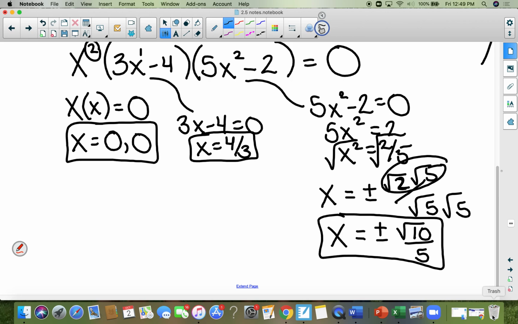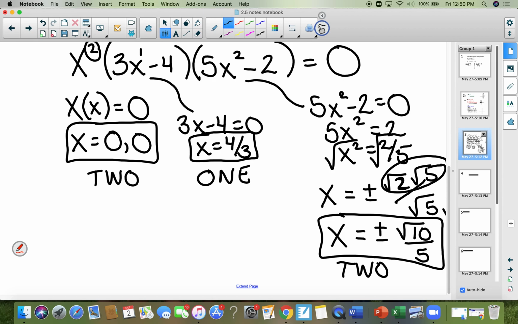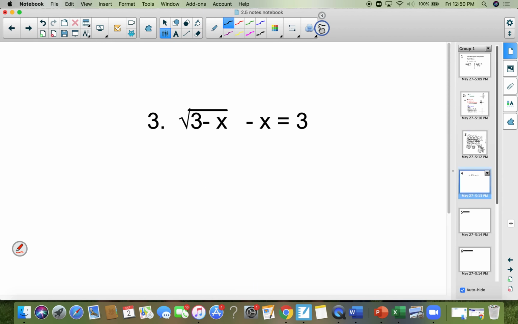Remember, the highest power in this problem was x to the 5th. There's 2 answers here. There's 1 answer here. And there's 2 answers here. Okay, the next one. Again, these are all different types of equations that are not linear or quadratic. These are absolutes, x to the 5th power.